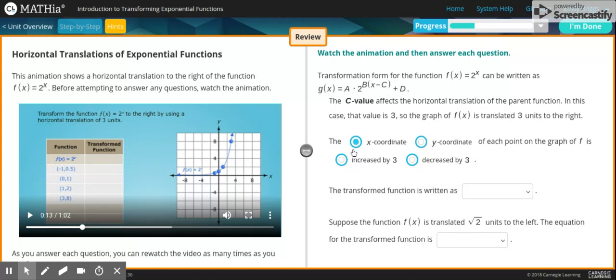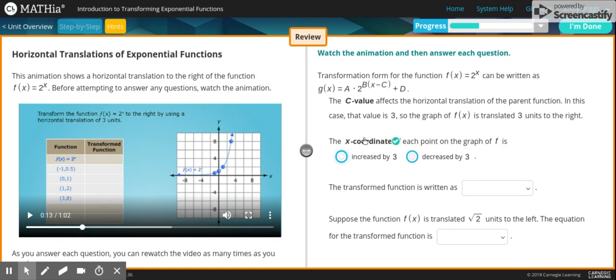So if you are changing left or right, it's going to change the x coordinates and it's not going to change the y coordinates. Anytime you're shifting up and down, it changes the y coordinates, and anytime you're shifting left or right, it changes the x coordinates. And so when you're shifting right, it's going to increase by 3.